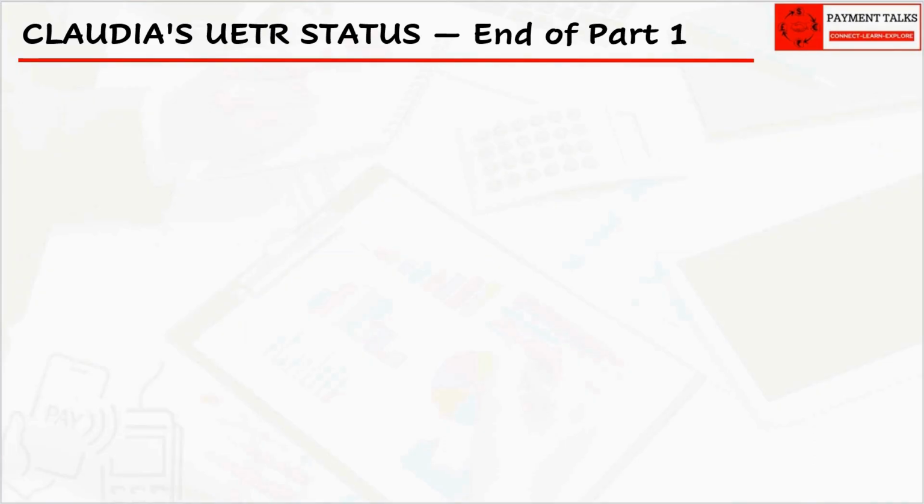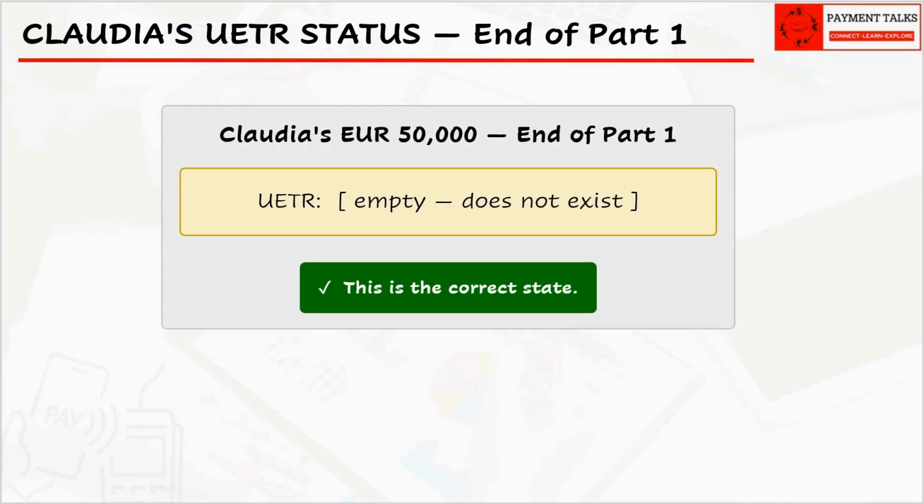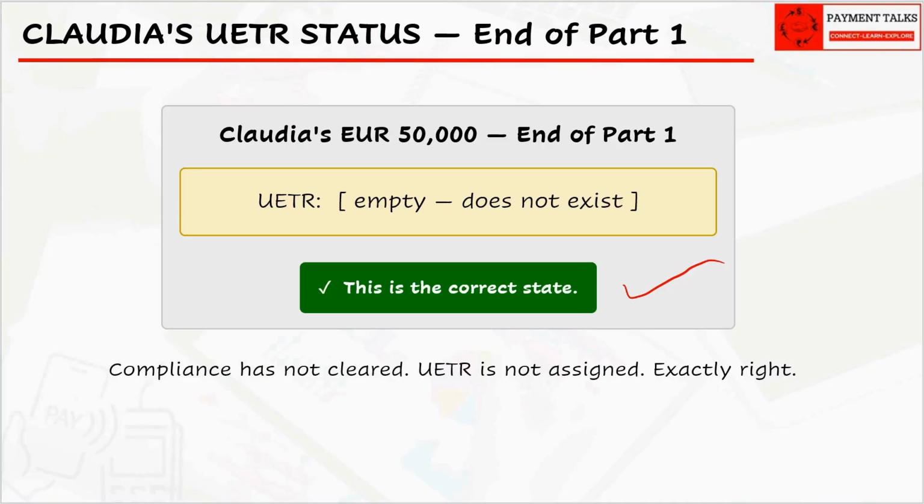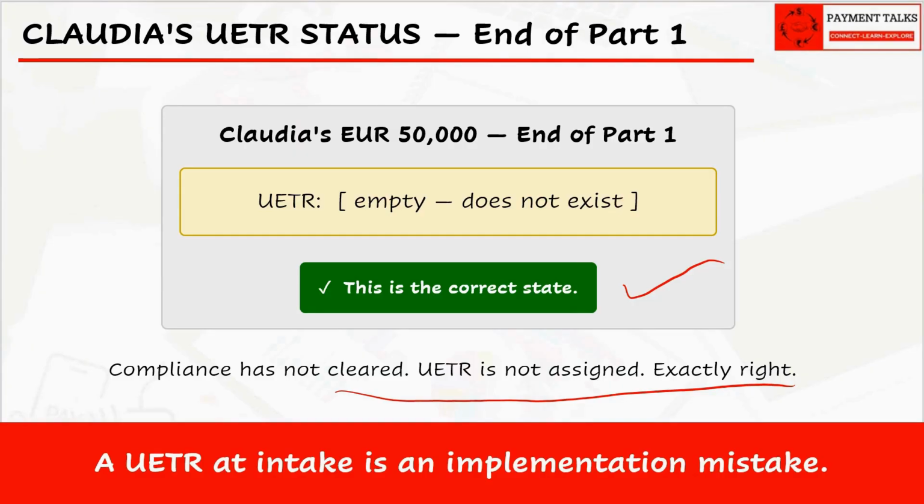Back to Claudia. At the end of part 1, her Euro 50,000 payment has no UTR. That is correct. Compliance has not cleared yet. UTR is not assigned yet. Exactly right. If you are building a payment system and the UTR is being assigned at intake before compliance has run, that is the implementation mistake to fix before go live.